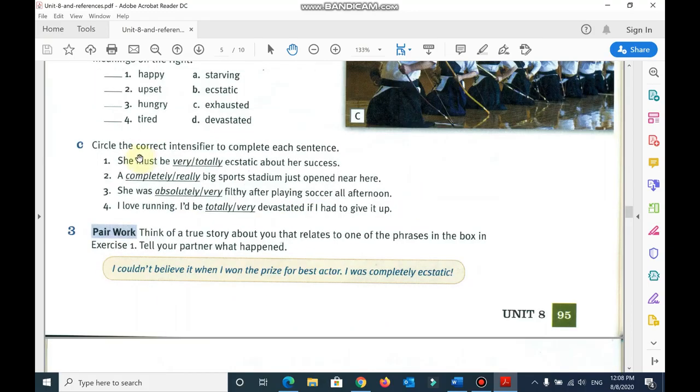Next, we are going to do this exercise. Number 1, she must be totally ecstatic about her success. Number 2, a really big sports stadium just opened near here. Number 3, she was absolutely filthy after playing soccer all afternoon. Filthy means very dirty. Number 4, I love running. I'd be totally devastated if I had to give it up.